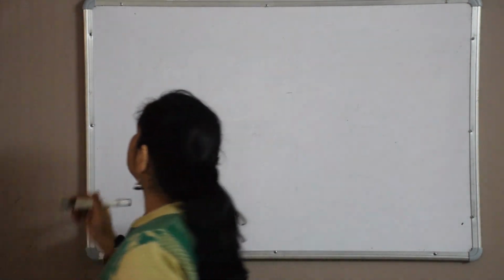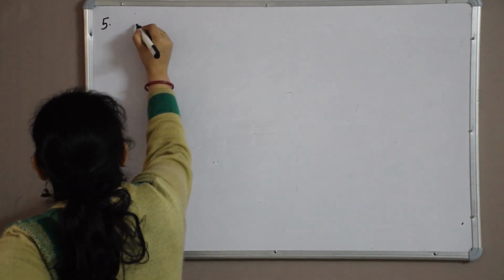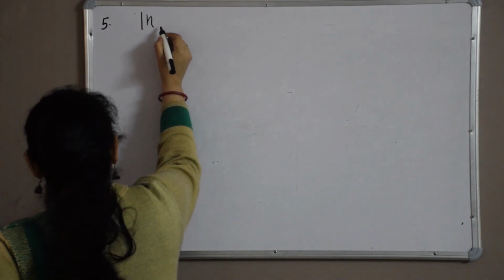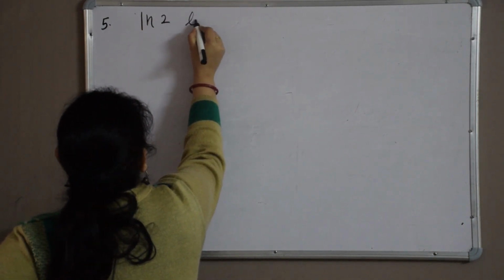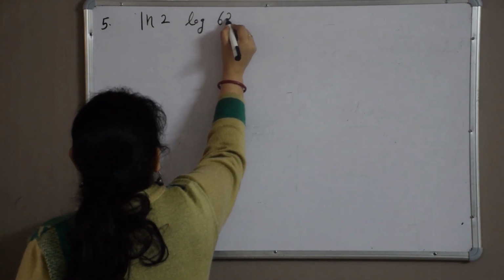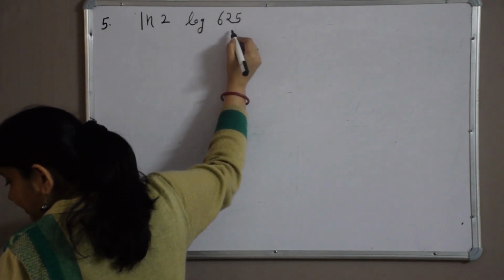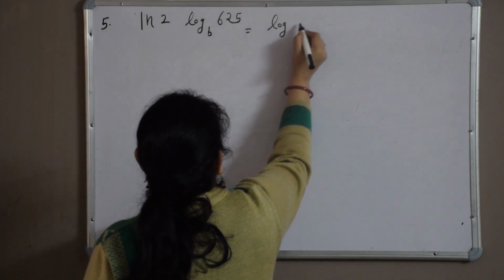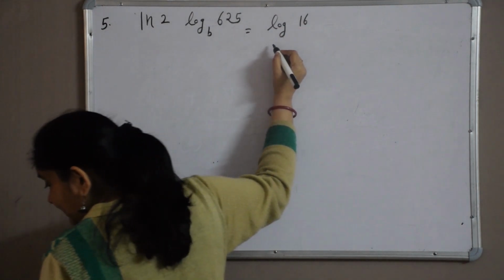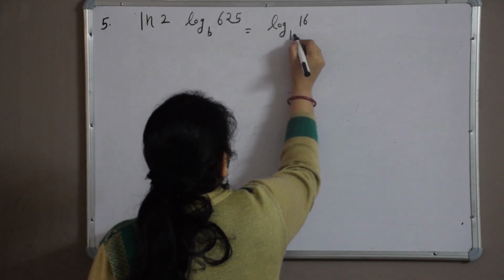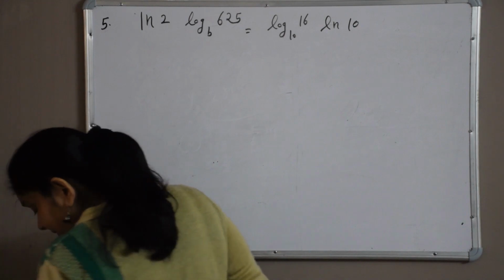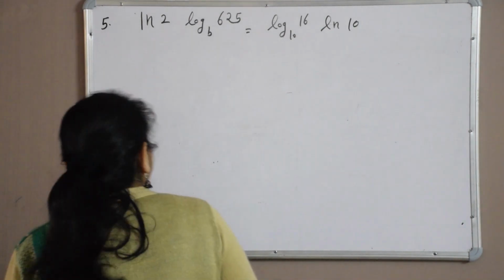Now see the next question, question number 5. ln 2 log 625 to the base b is equal to log of 16 to the base 10 ln 10. Find b.